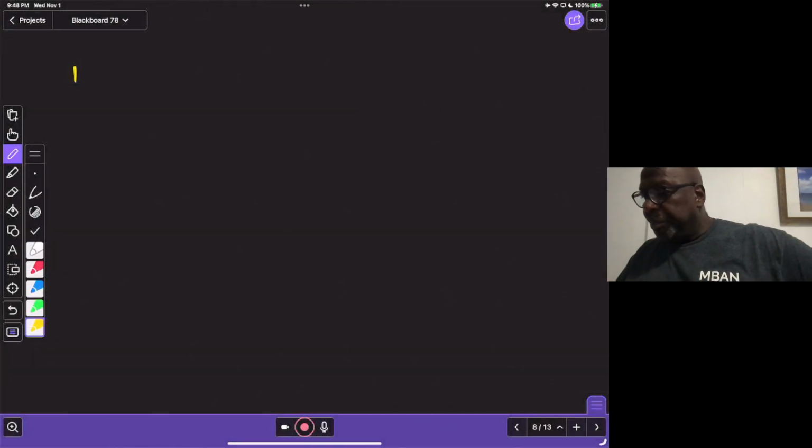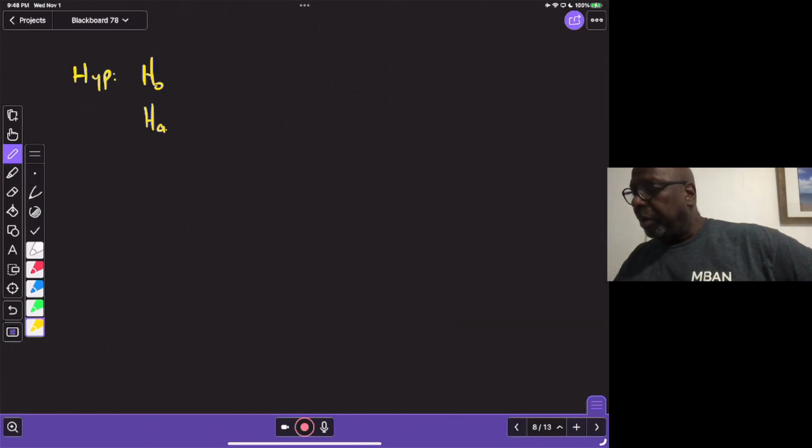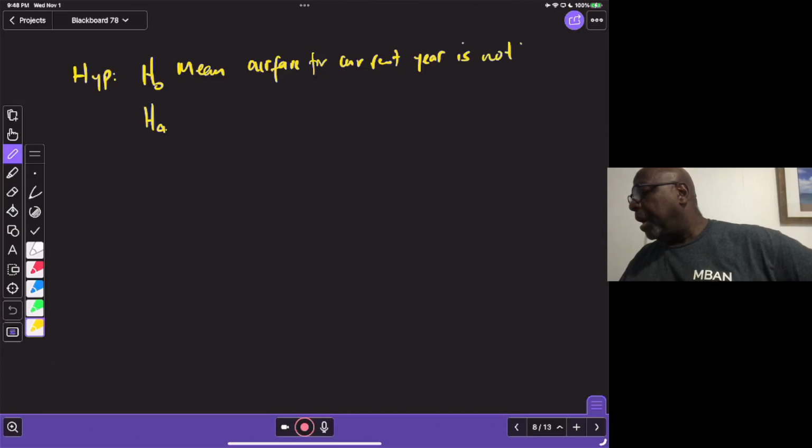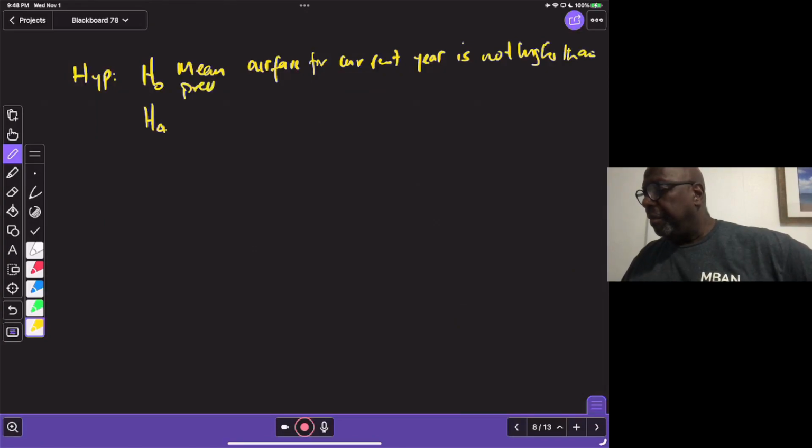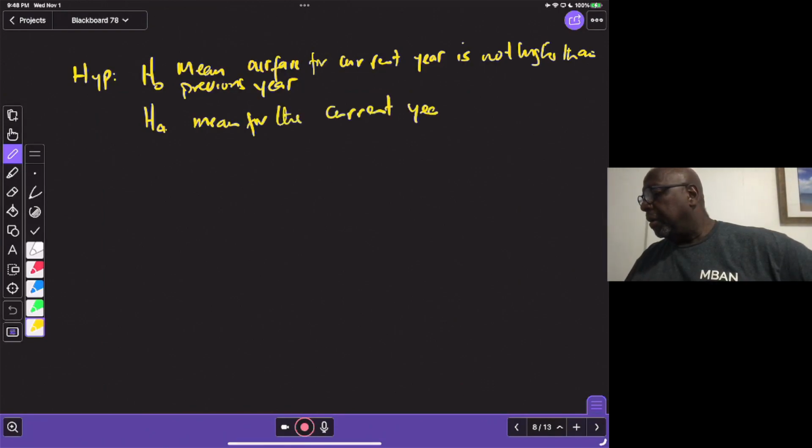All right, so here's our hypotheses. H0, HA. So the mean airfares for current year is not higher than previous year, versus the mean for the current year is higher.